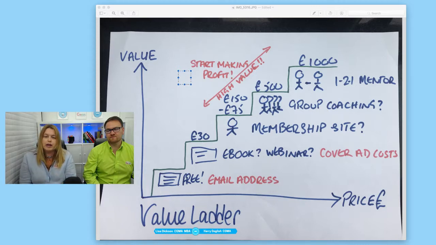So Harry's going to talk about this one. So the value ladder that I've drawn here, you can tell I went to great lengths and expense to draw this up this morning.